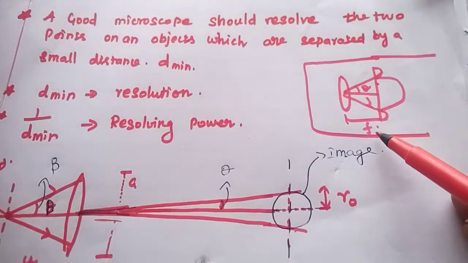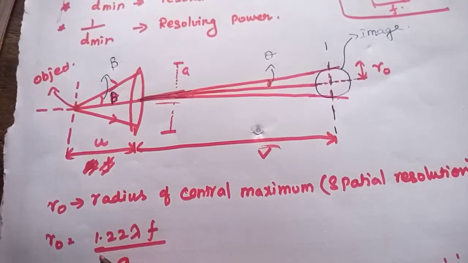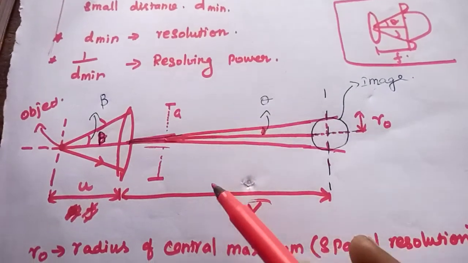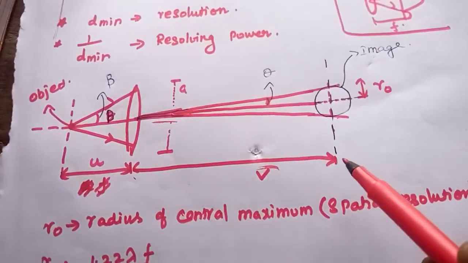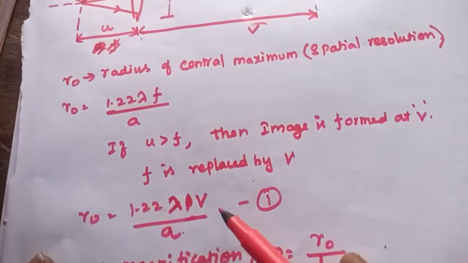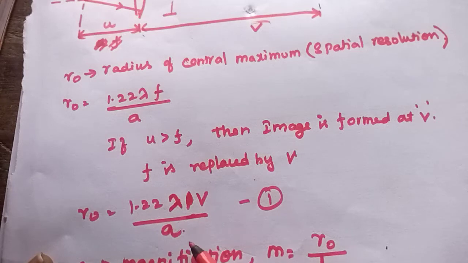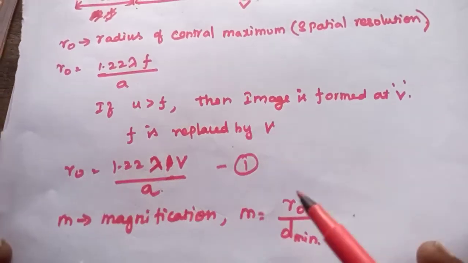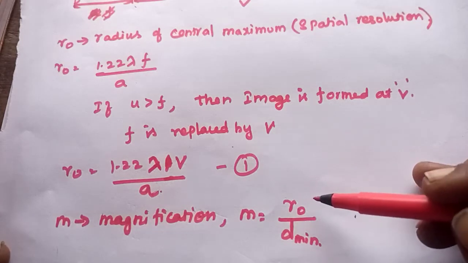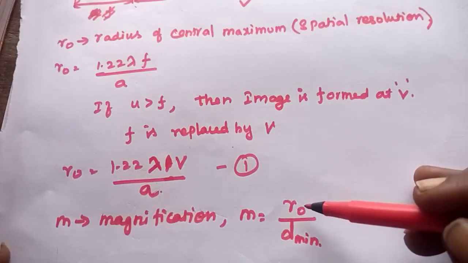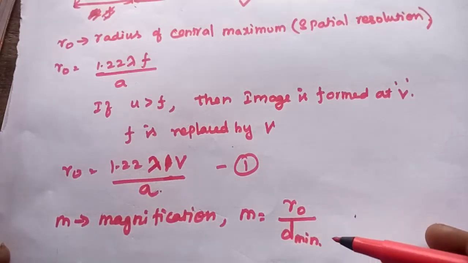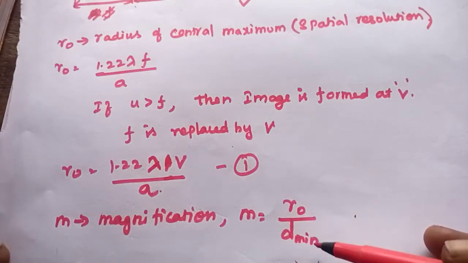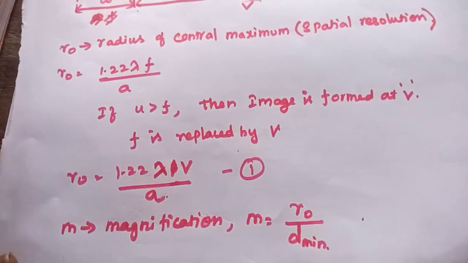So as per that image distance, we write the formula for R0 as 1.22 lambda f by a, but here the image distance is taken as v, because the object distance is greater than f, which means at a particular distance we will get the image. So in the place of f we replace it by v. R0 is equal to 1.22 lambda v by a. Now the magnification formula m is the ratio of the radius of the central maximum, which is the radius of the image, to d minimum, which is the minimum distance between the two points on the object. The ratio between these two is the magnification.